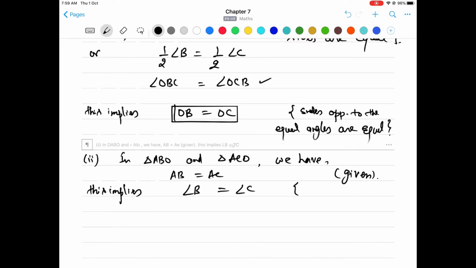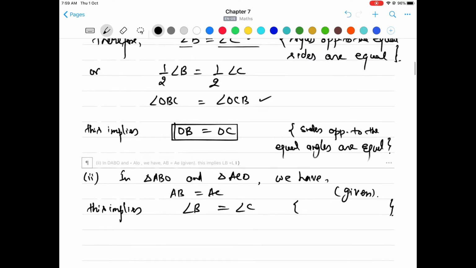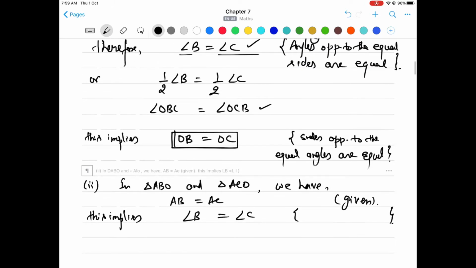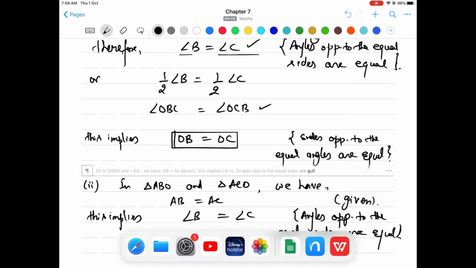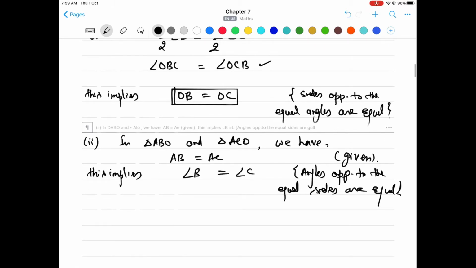Okay, this is again by theorem 7.2. You have to write the statement of the theorem, which is angles opposite to the equal sides are equal. Okay, so I have to write why we have got this angle B and C equal, because their opposite sides are equal. So if angle B and C are equal, their half will also be equal.